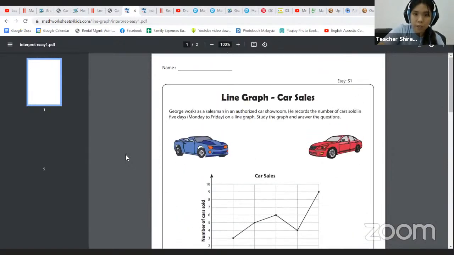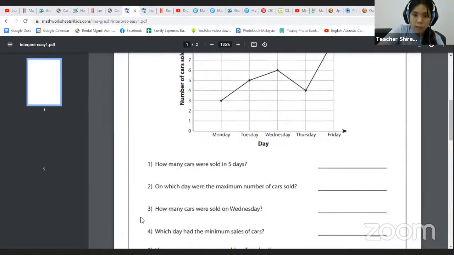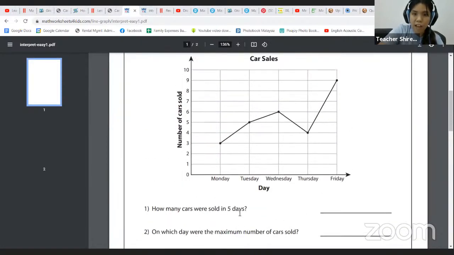Okay, next, same thing goes here, the line chart. How many cars were sold in 5 days? See, Monday here is 3. Tuesday here is 5. Wednesday here is 6. Thursday here is 4. Friday here is 9. Good.